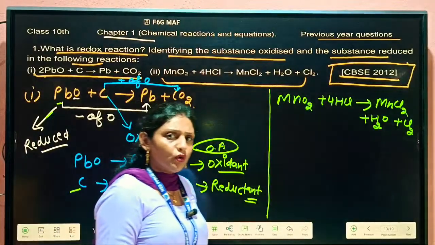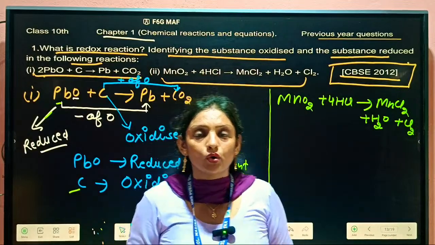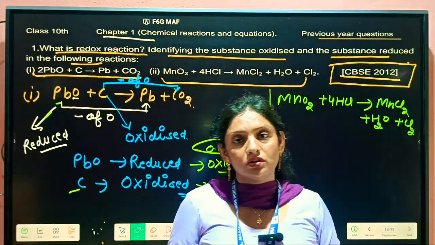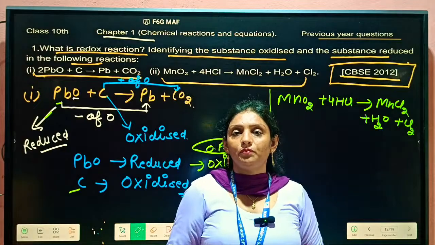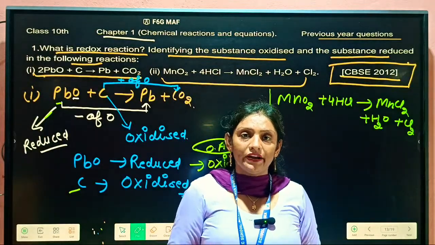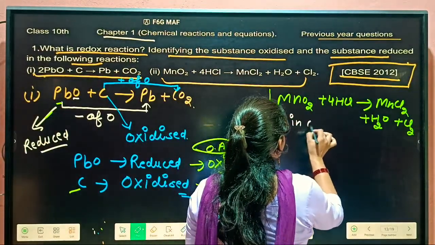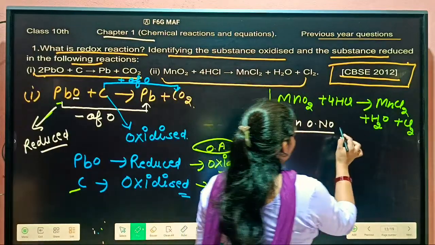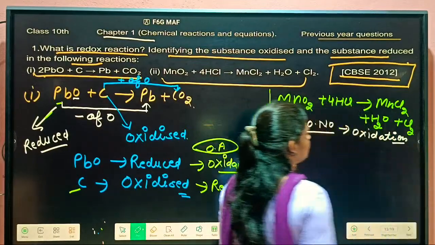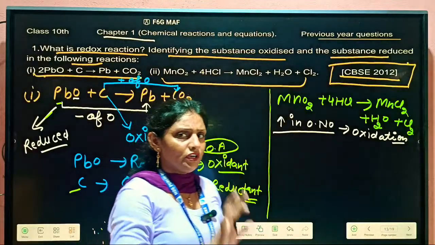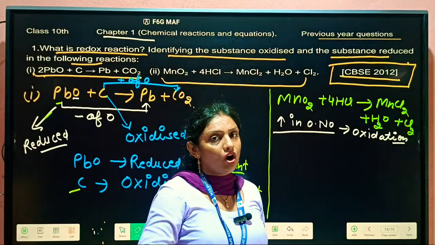You know very well about more definitions of oxidation and reduction. If I talk about oxidation, addition of oxygen is oxidation, removal of hydrogen is also oxidation, loss of electrons is also oxidation, and an increase in oxidation number is also oxidation. On the basis of these definitions we can solve this. If any one condition is followed by a substance, then we can tell whether it is reduced or oxidized.